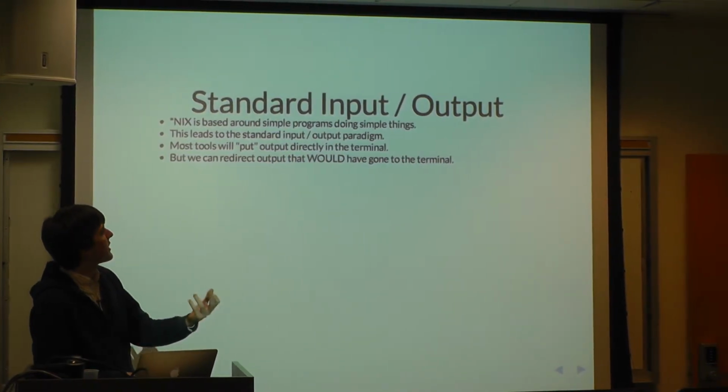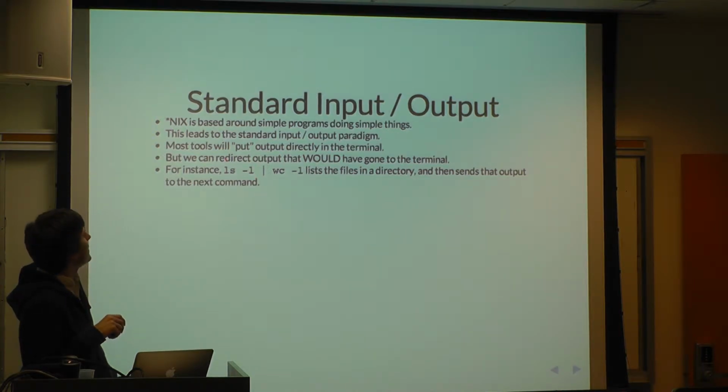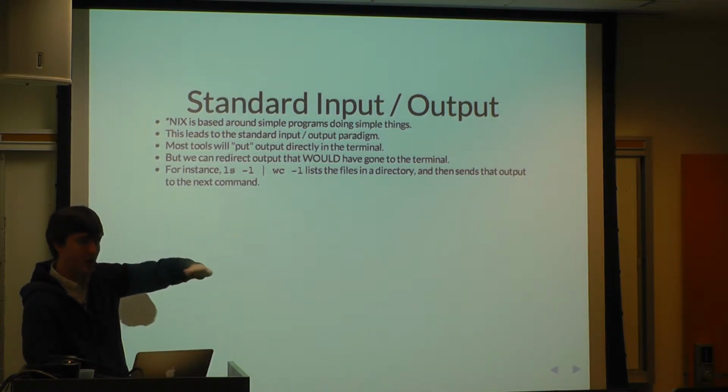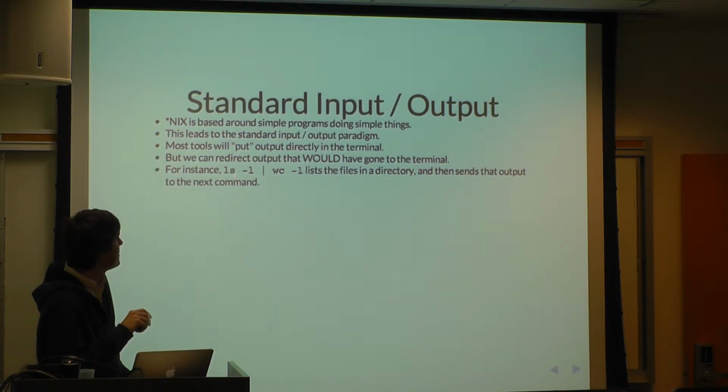But we can redirect that output. So for instance, here's the command. We want to just list the files, and when we list files, we get one line per file going down with information on each file. So we can list the files in a directory, and then this vertical line pipes the output to the next command. And the next command is this word counting utility.